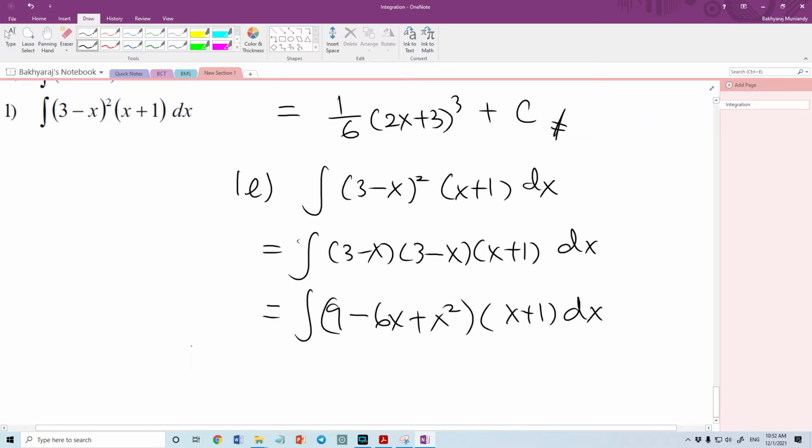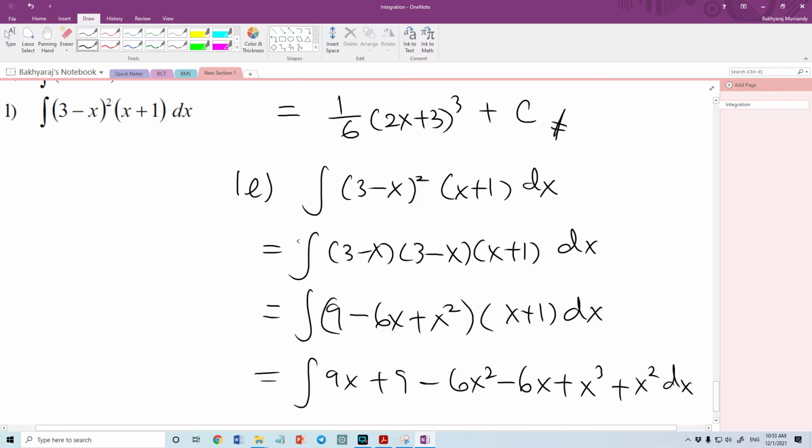So that will be leading to another expansion. So 9x plus 9 minus 6x to the power of 2, minus minus 6x, then plus x to the power of 3, and then plus x squared dx.